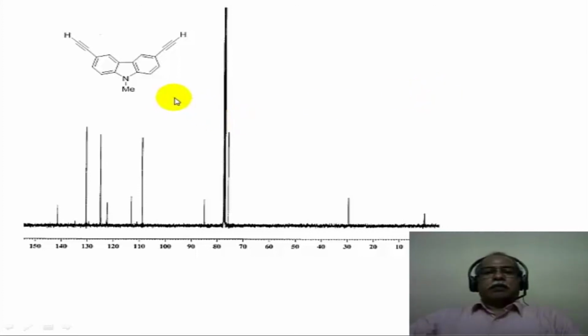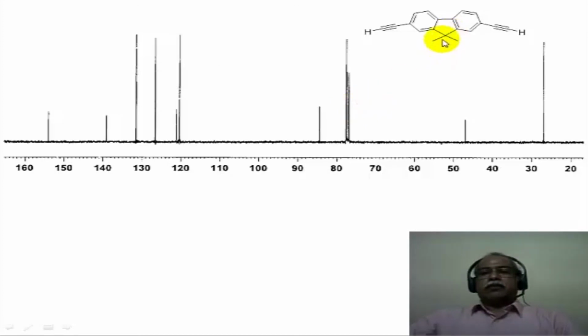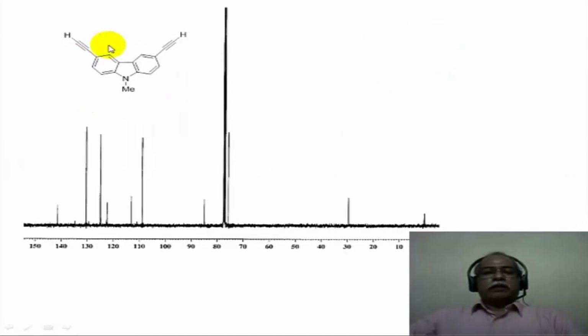This is another compound, very similar structure, except this is a carbazole based structure and this is a fluorene based structure. This also has a plane of symmetry passing through nitrogen and bisecting the carbon-carbon bond here. A very similar spectrum is what is seen here. There are two acetylene peaks which are shown here, and the N-methyl peak is coming around 30 ppm or so. It is substituted with a heteroatom. That is why it comes around 30 ppm. If it is substituted with oxygen, it would come around 60-65 ppm or so.